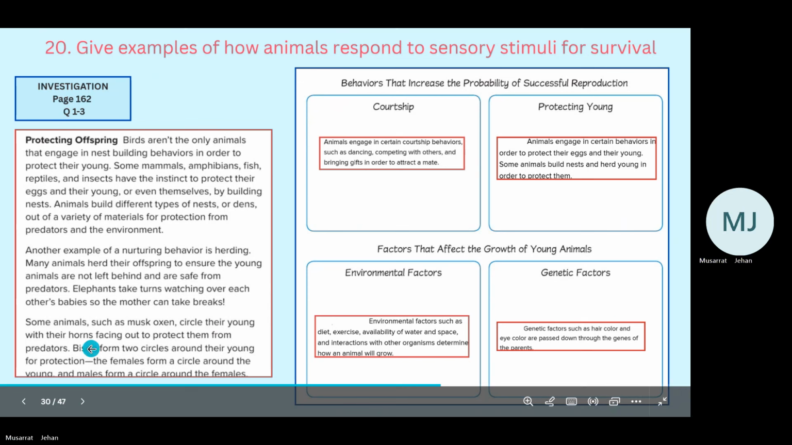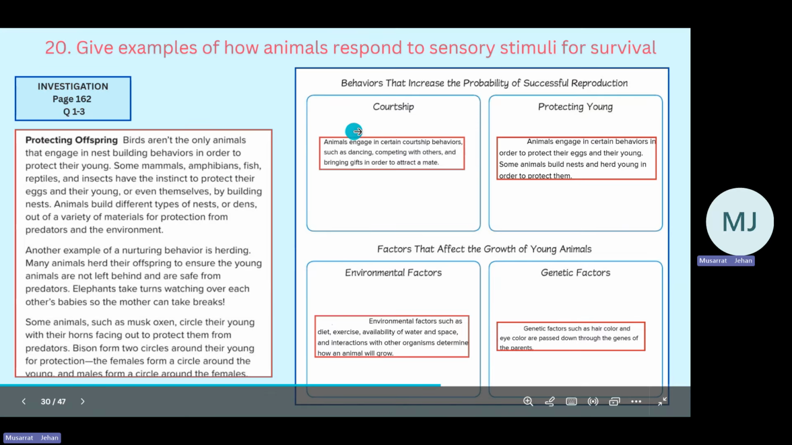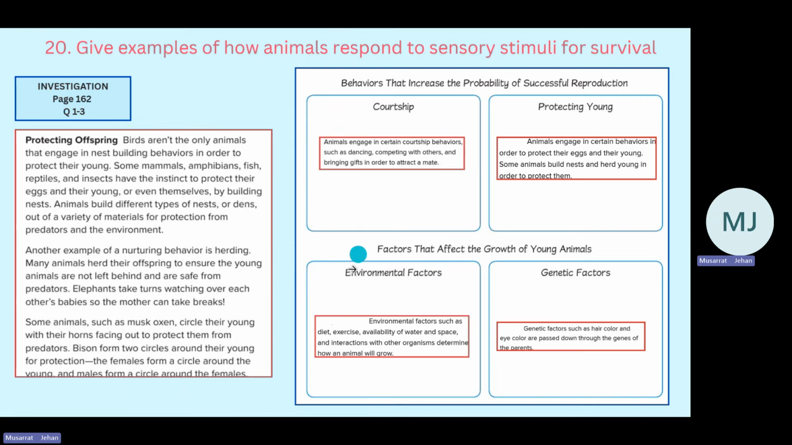Bison form two circles around their young ones. Firstly, the females form a circle around the young, and then the males form a circle around the females. So this is how they're protecting their young ones. This behavior is called protecting offspring. So behaviors can be different types: courtship behavior, protecting young, environmental factors. Courtship is when they are engaging in certain courtship behavior like dancing, trying to attract their mate. Protecting is when they are trying to protect their young or the eggs.